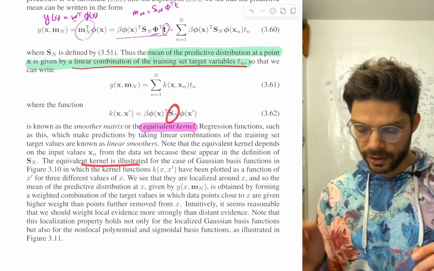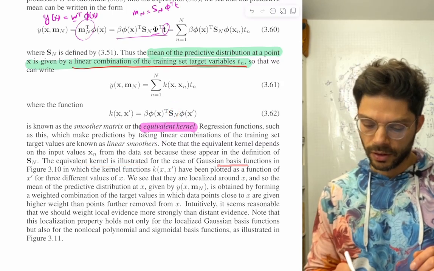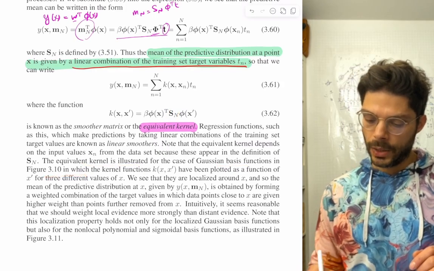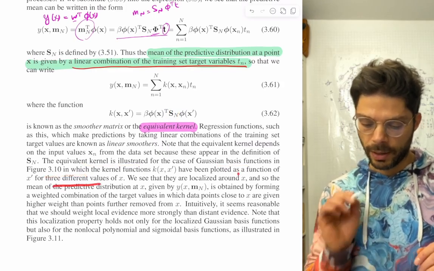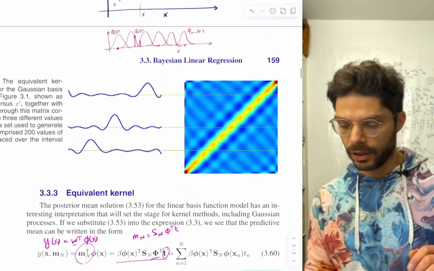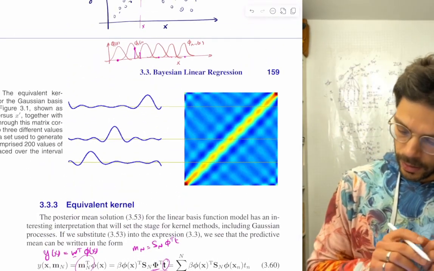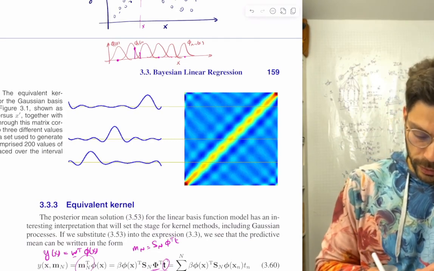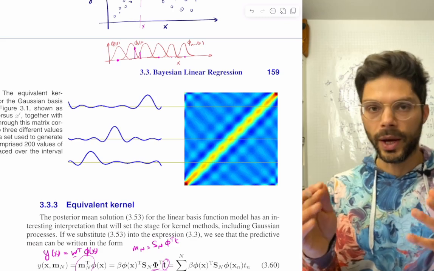The equivalent kernel is illustrated for the case of the Gaussian basis function in figure 3.10, in which k(x, x') has been plotted as a function of x' for 3 different values of x. So let's have a look at this figure. It's quite cool. I think the way to understand what's going on is this.